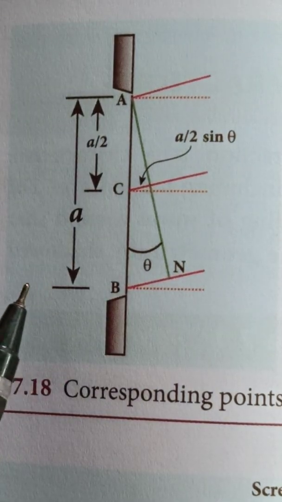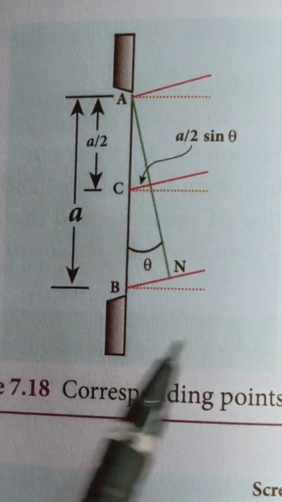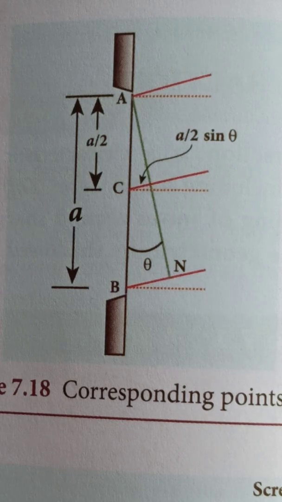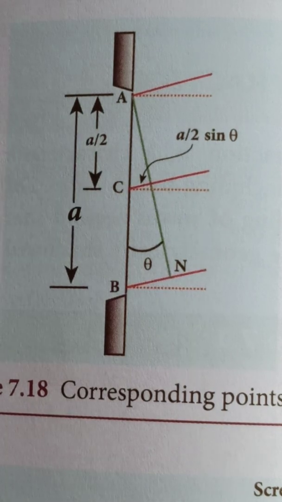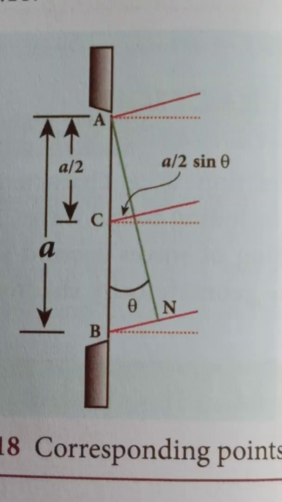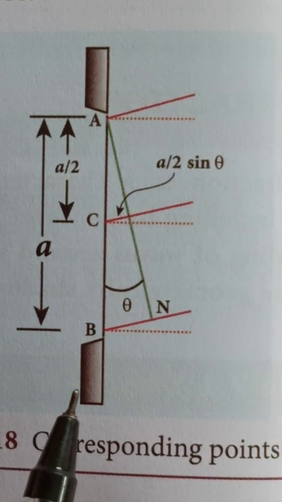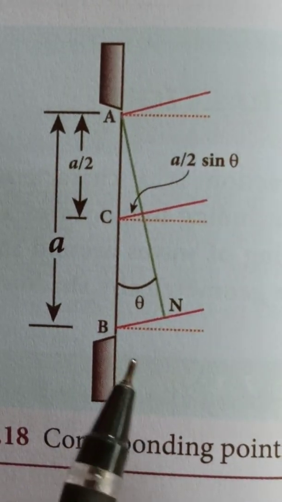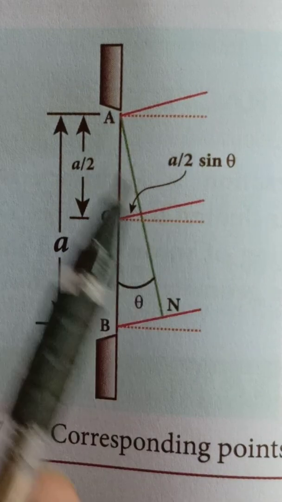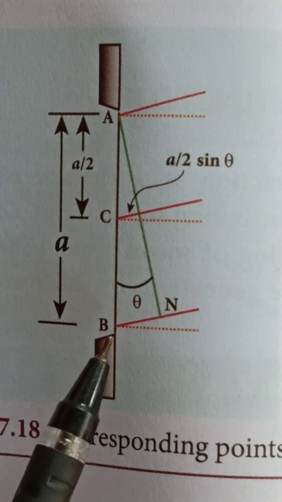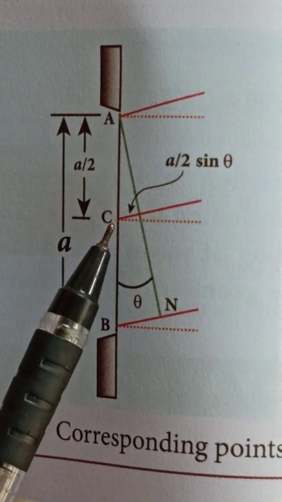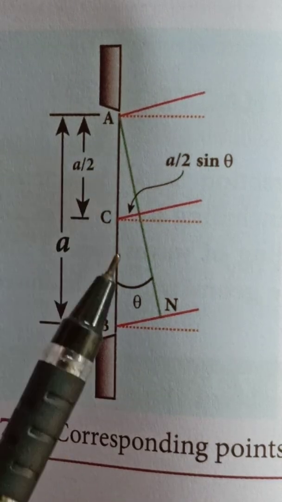Now we have to consider this triangle to find the condition for the minimum. How do we get interference at the point P? The light waves travel from the points A and B, but from C there is a small path difference between A and C.